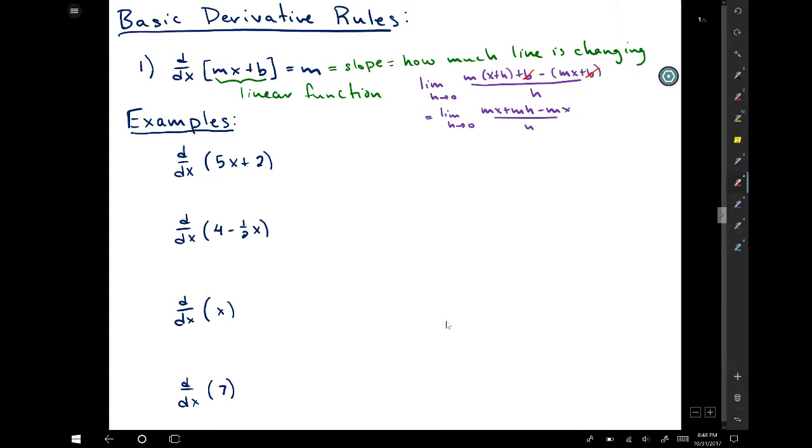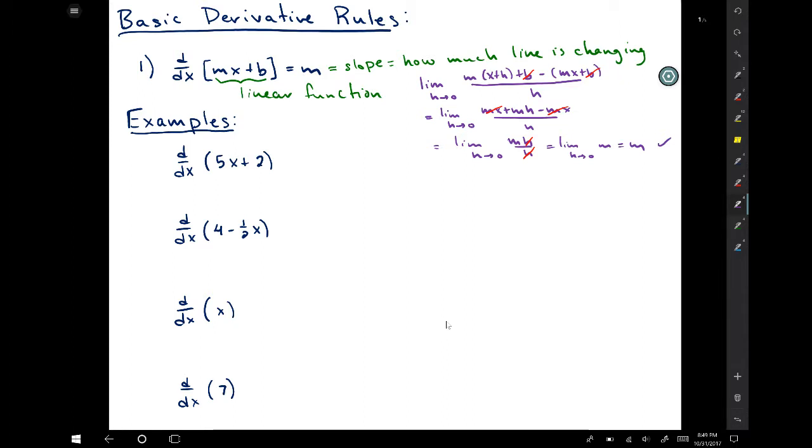And so the mx's cancel with each other. And now we have the limit as h goes to 0, mh over h, and now our h's cancel. And you can see you just get the limit of m, which is just m. So there's a couple of different ways of seeing why this rule is true. On the intuitive side, the derivative is the measure of how much a line is changing, and that's measured by its slope. And then on the computational side, we can use the limit as h goes to 0 definition.